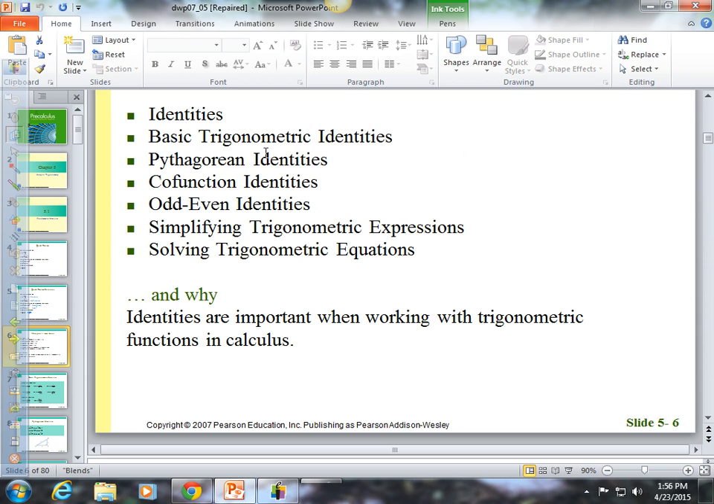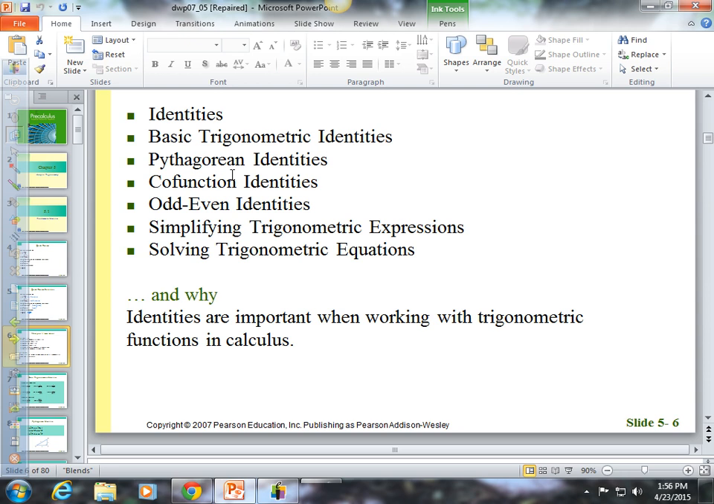And then we'll get into the Pythagoreans. We'll discuss the cofunction identities. What is the cofunction of sine? Cosine. Tangent? Cotangent. Secant? Cosecant. Now, do you remember the angle relationships, though, with cofunctions? They started with the same two letters.